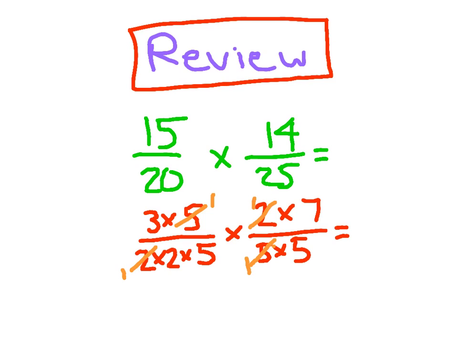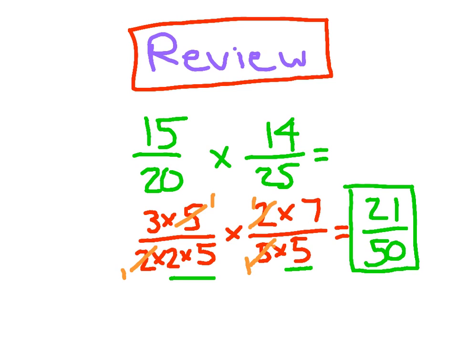What does the numerator end up being then? Right, 3 times 7, which is 21. The denominator is 2 times 5, which is times 5 again, which is 50ths. And that there is in simplest form. Remember, if this was not in simplest form, you would need to simplify it. Otherwise, you would not be doing all of your work.